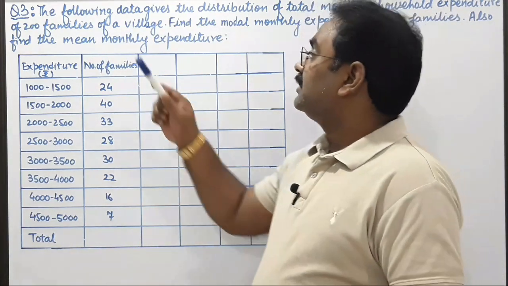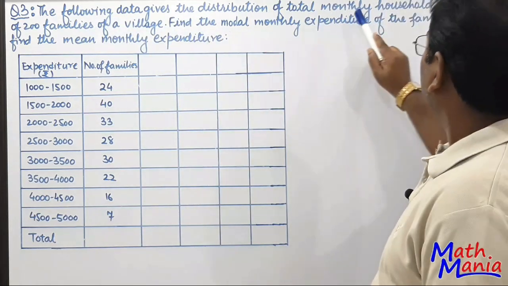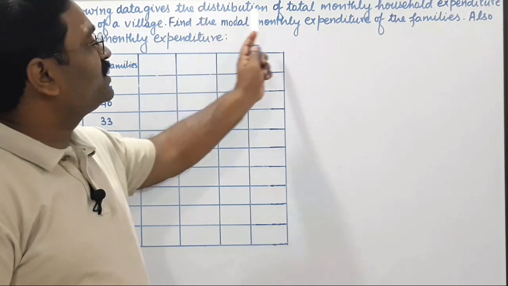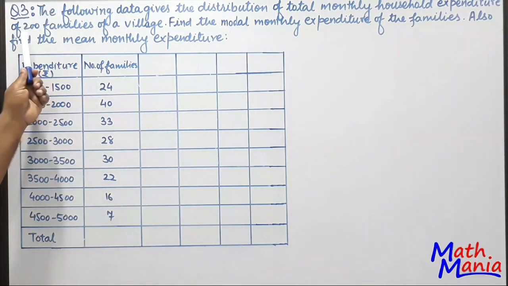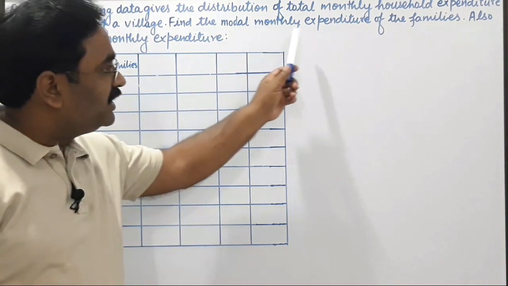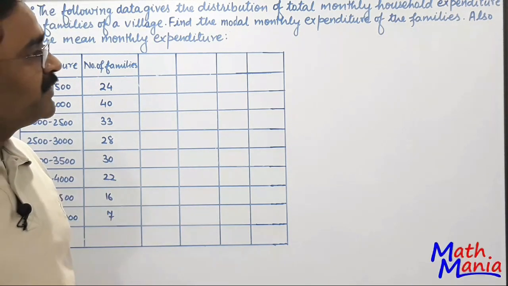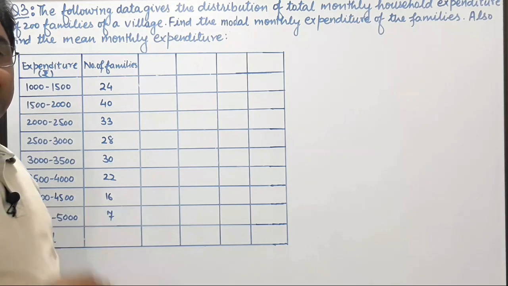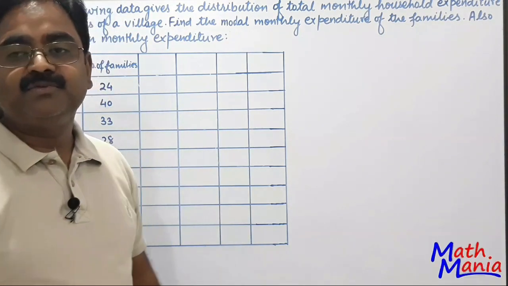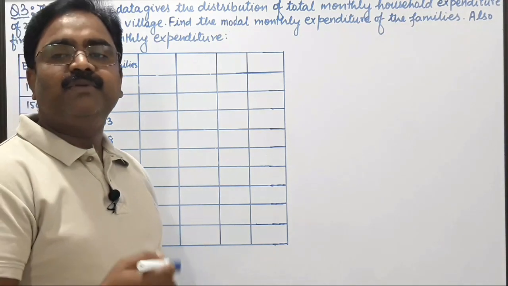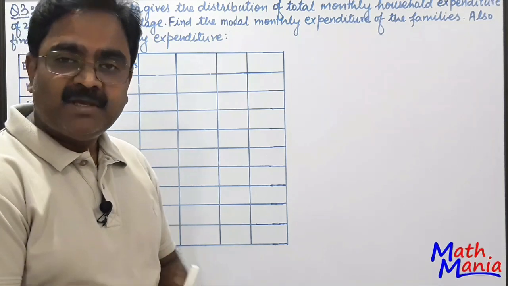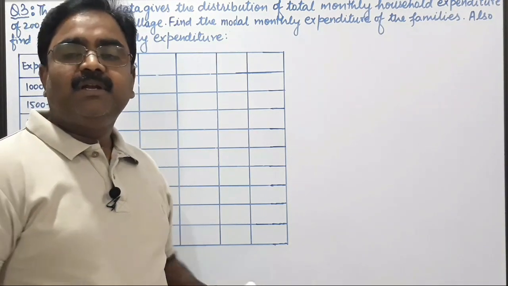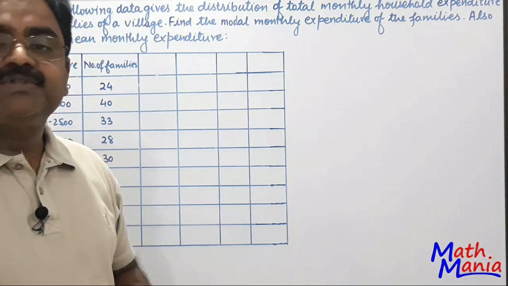In this question, it is given that the following data gives the distribution of total monthly household expenditure of 200 families of a village. Find the modal monthly expenditure, means we have to find out the mode. Afterwards also find the mean monthly expenditure, means we have to find out mode as well as mean. So first we want to complete the mean of this distribution, and to find it let us adopt the step deviation method.